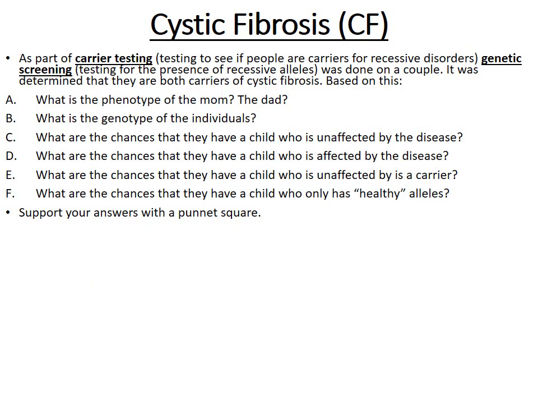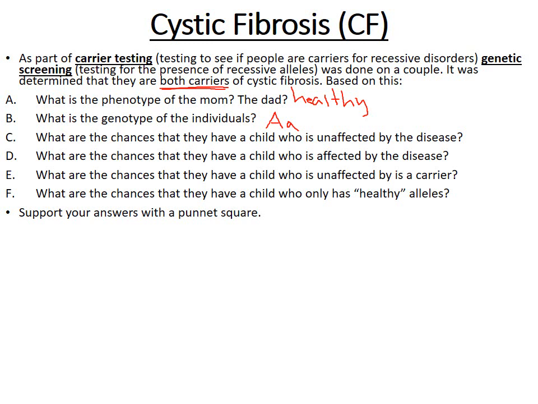So as part of a carrier testing, the parents go through genetic screening and they find that they're both carriers. What's the phenotype of mom? What's the phenotype of dad? They're both carriers. Remember that carriers means that they're healthy. They don't have the disease, so we're going to go with the healthy phenotype. If they had the disease, we'd say they have the cystic fibrosis phenotype or the disease phenotype. So they're healthy because they're carriers. What's the genotype? Well, that requires you to know what a carrier means, and that means for a recessive disorder, a carrier is big A, little a. For both of them, big A, little a.